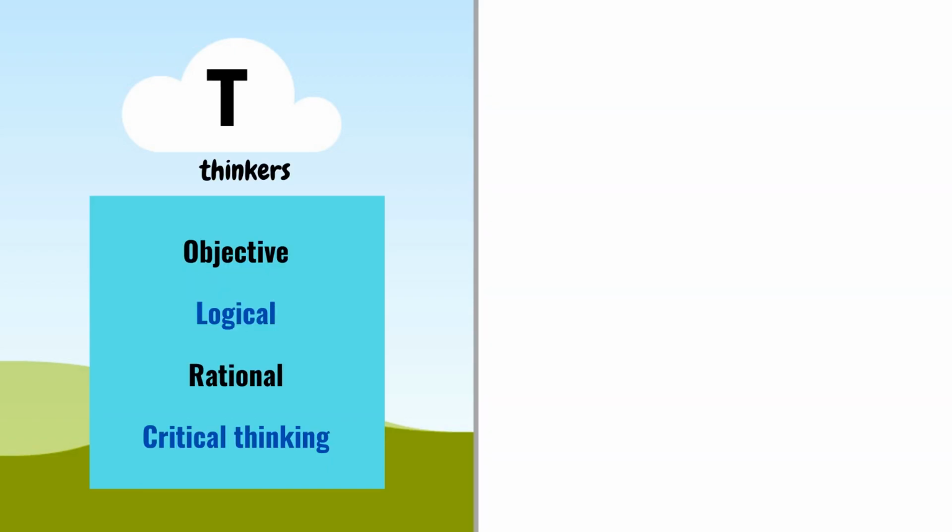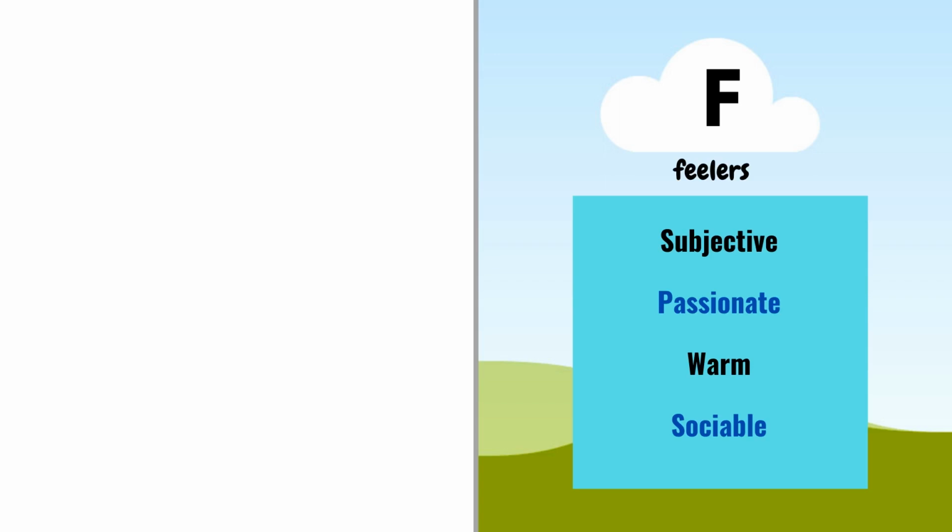If you are a thinker, the tendency is you have a strong need to be objective. You tend to be logical. You are also rational and engaged in a lot of critical thinking. Feelers, on the other hand, tend to be more subjective. They are usually passionate, warm, and sociable.